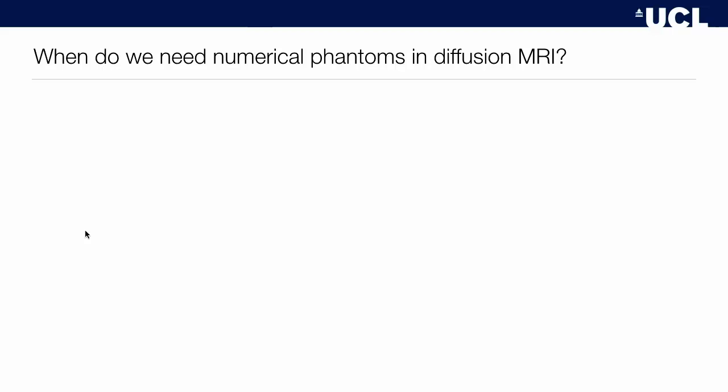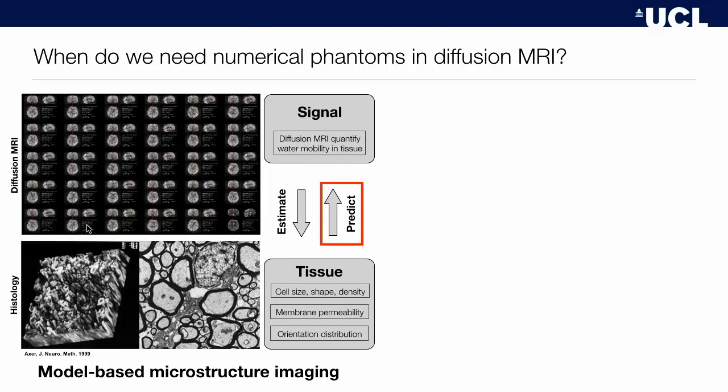So when do we need them in the context of diffusion MRI? I think we heard a lot from Jeff and from Evan earlier, and I'm going to focus on one of the key areas where I think numerical phantoms really play a huge role, which is model-based microstructure imaging, something I work a lot on.